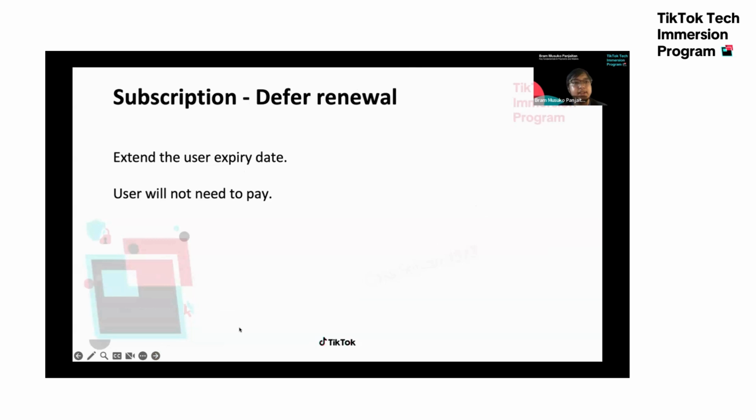Okay, the next thing is the defer renewals. So we can extend the user expiry date without the user paying for it. The use case of this flow, usually if there is an event, for example, you want to give a free 1 or 2 days for every user, or for example, you want to compensate if there's a system down. For example, system down for 1 day, then you compensate the user. You extend all the subscription length by 1 day, something like that. And also the user doesn't need to pay for the subscription.